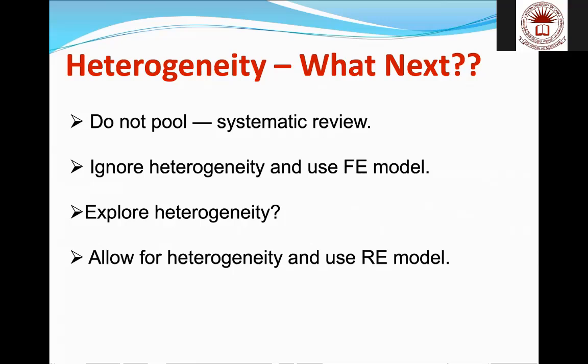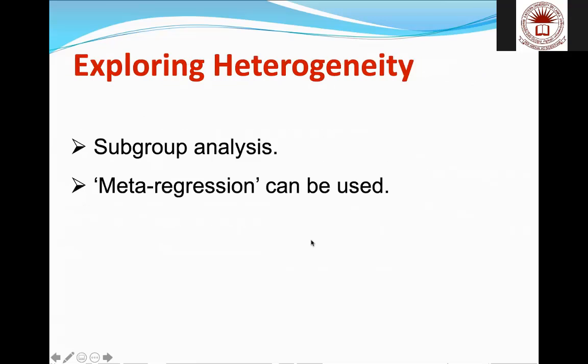Then the final option is that there are advanced statistical methods where you can further explore the heterogeneity, called meta-regression. Meta-regression is like a regression analysis. Of course, meta-regression cannot be done in RevMan software. You will need advanced meta-analysis software for that, or advanced statistical software like SAS or Stata, right?